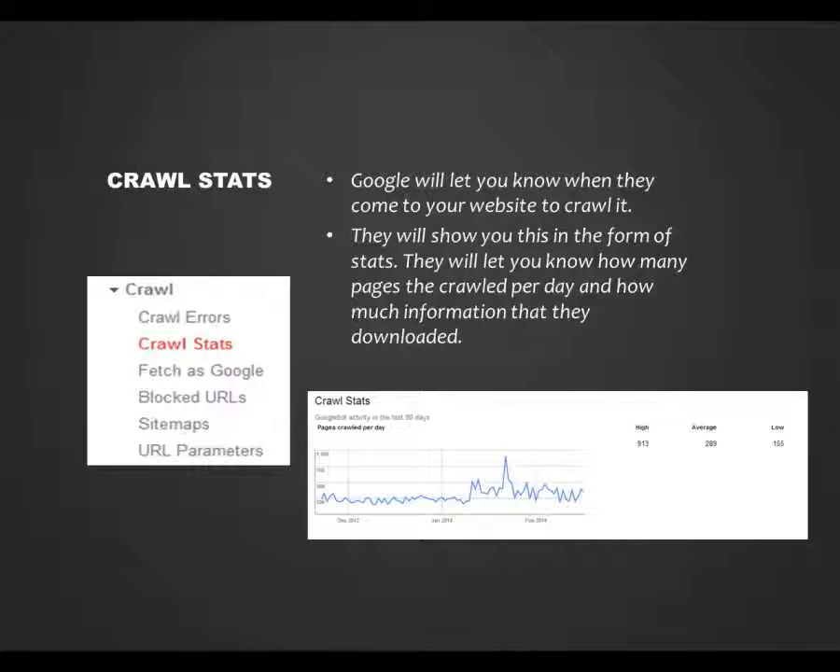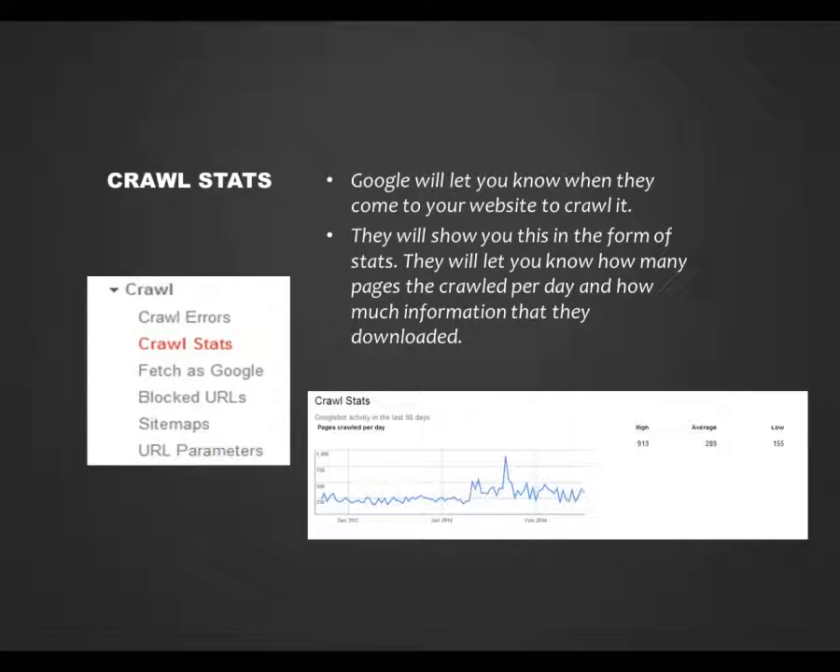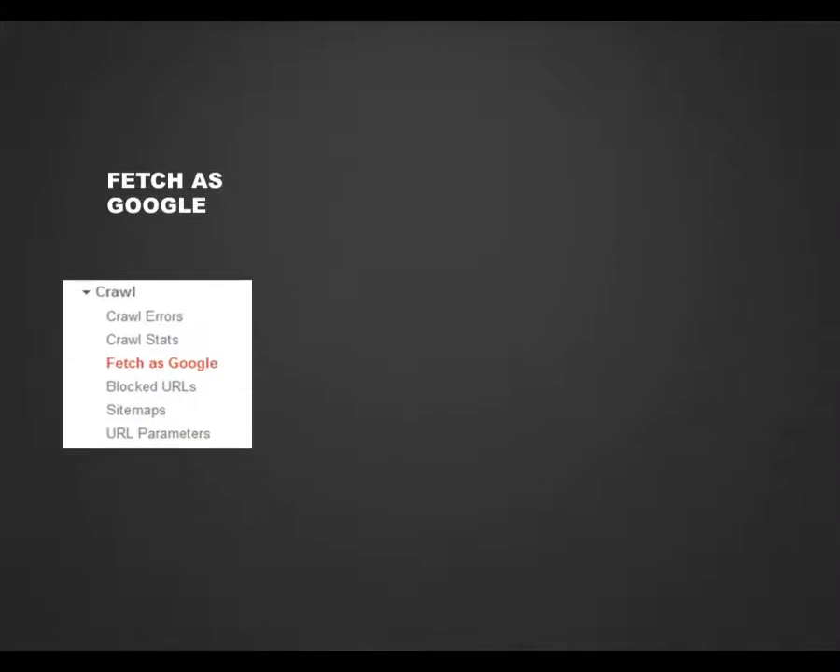Okay, you can see on the high days, there's 913 pages crawled. On average, they'll crawl 289 pages a day. At the very least, they'll crawl 155 pages. That's Googlebot in the past 90 days. So that's some good information for you to keep track of. Not as handy as your search engine optimization and your keyword phrase strategy, but I would check on this every now and then.